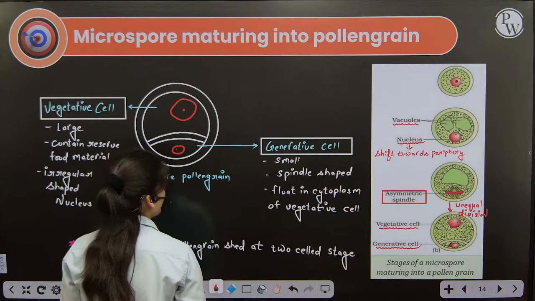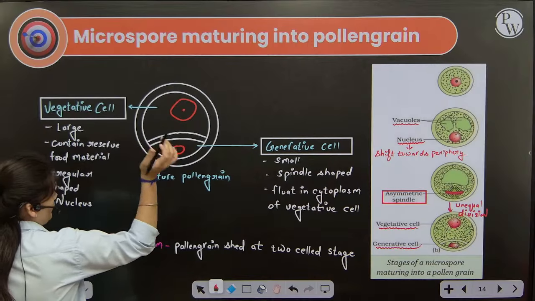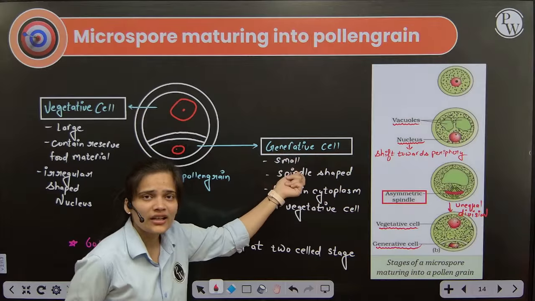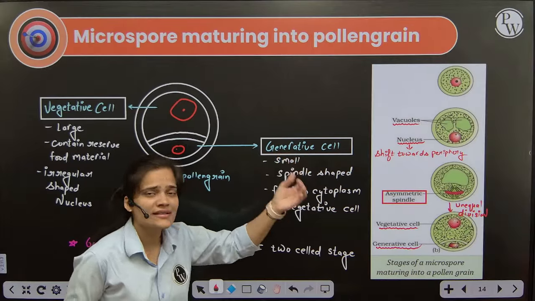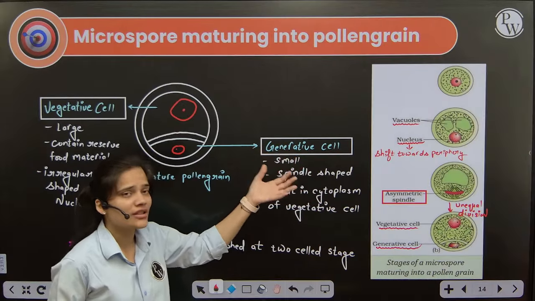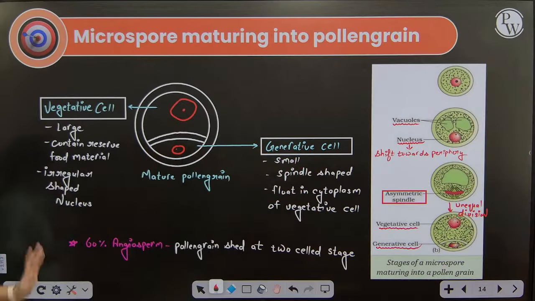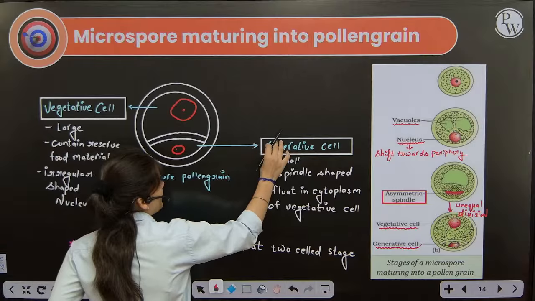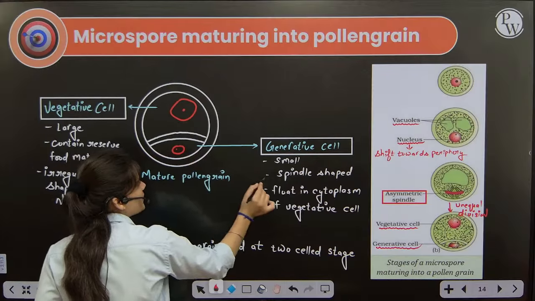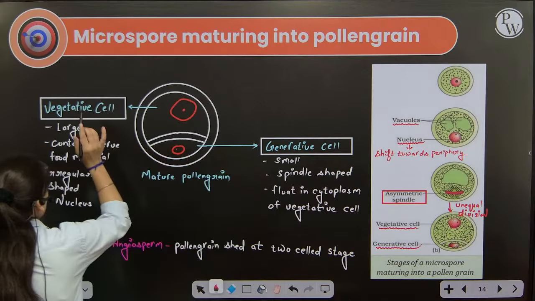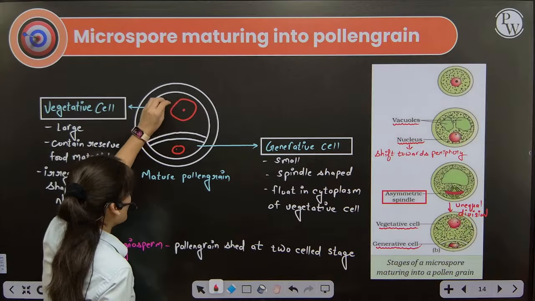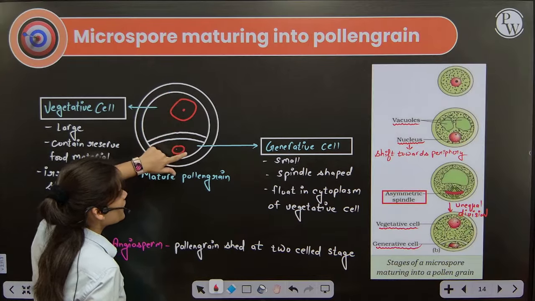Okay, one difference is clear. Second thing, the generative cell, as the name suggests, generates. These generative cells are going to generate something. What is that something? These generative cells are going to generate male gametes. We'll see how that takes place. What is the shape of that generative cell? These cells are spindle in shape. These vegetative cells contain reserve food material. They provide nutrition to the generative cell.